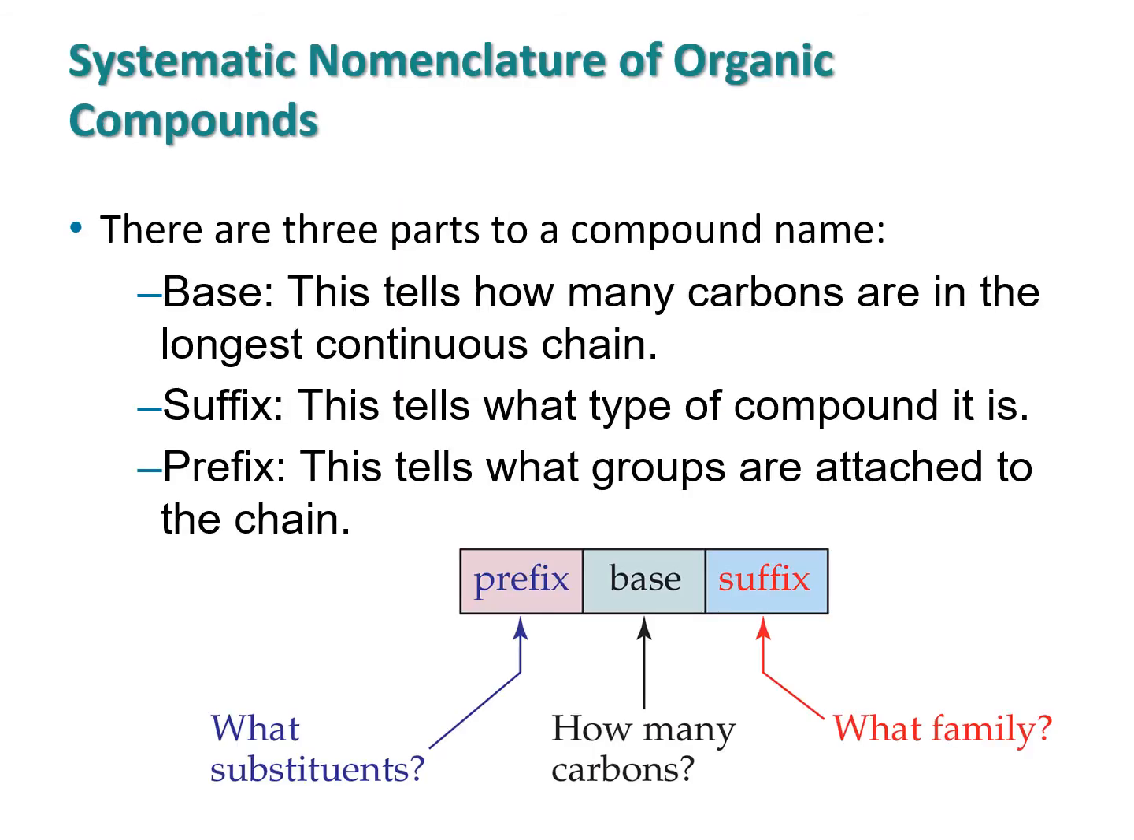So how do we name organic compounds? There's a systematic approach for this. We have 3 parts for a compound name. We have the base, which tells me how many carbons are in the longest continuous chain, right? So those chains are important. They help us form our base.